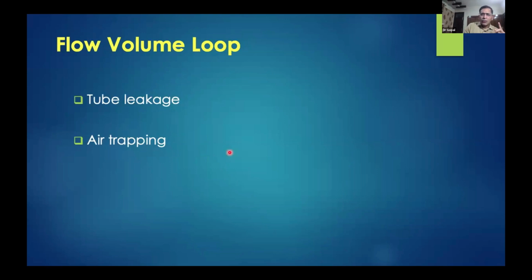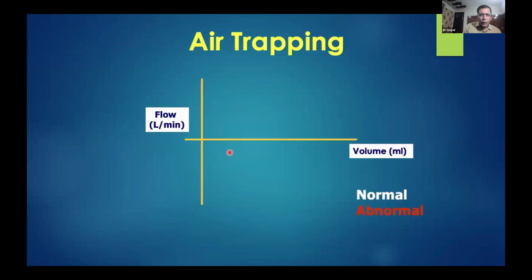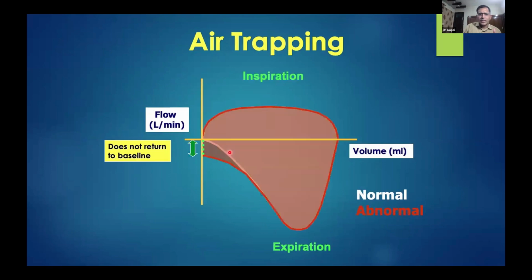On the contrary, air trapping. We had seen the flow time graphic, if you remember earlier: inspiration will go up and expiration will end prior to the line. Flow time will show air trapping. In the flow volume loop, air trapping will look like this. Inspiration and expiration will not end here, but will end somewhere here. The flow doesn't return to baseline. That is the air trapping. So if it ends here, this is air leak. If it ends here, this is air trapping.